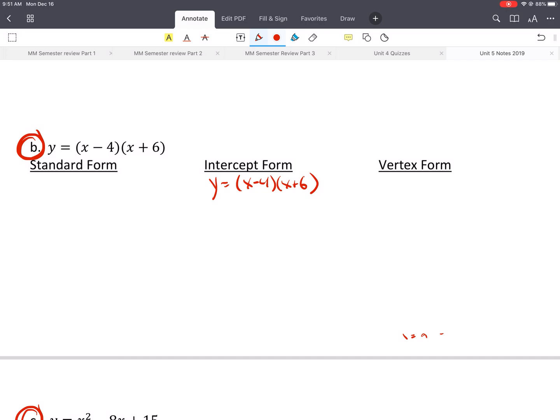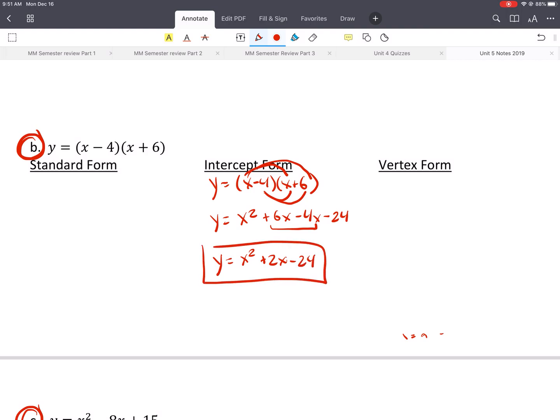Here I'll FOIL. That would give us x squared plus 6x minus 4x and minus 24. And all we have to do after that is combine like terms. So y equals x squared plus 2x minus 24. Not too bad. So that should be over here in standard form.